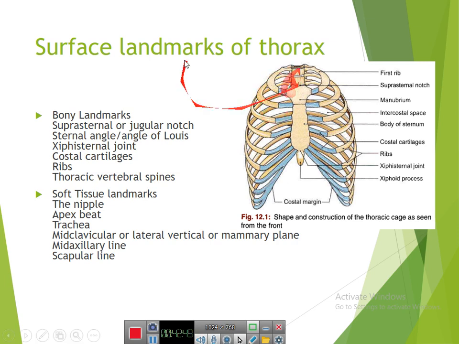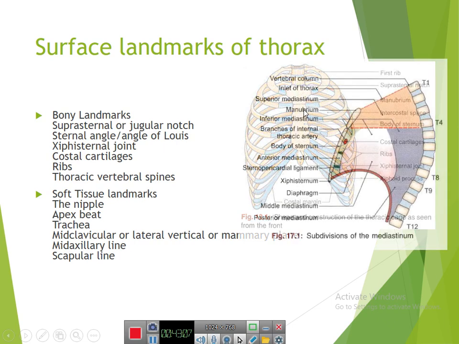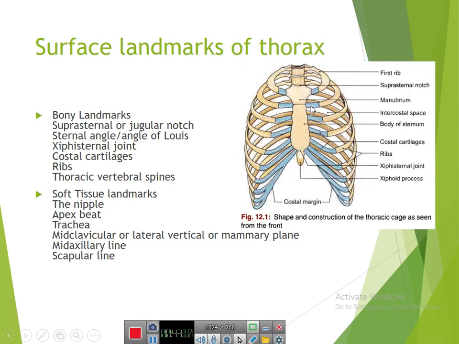This is an important landmark for the following reasons. For example, the ribs are counted from this level downwards. There is no other reliable point anteriorly from which the ribs may be counted. The second costal cartilage is here. The second costal cartilage and second rib lie at the level of the sternal angle or angle of Lewis.